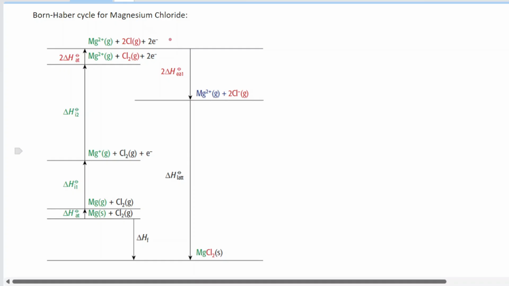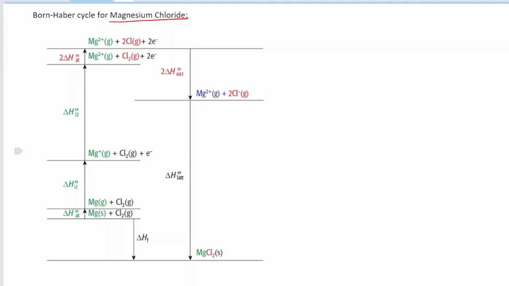Right, so let's take another example of a Born-Haber cycle. And this time I'll be doing magnesium chloride. Now, I'll just be explaining to you the concept of how this is done because we have already done one example of drawing it from scratch. So again, if you want to draw the Born-Haber cycle, it's best to first identify the equation for it. So magnesium chloride is made from magnesium and chlorine.